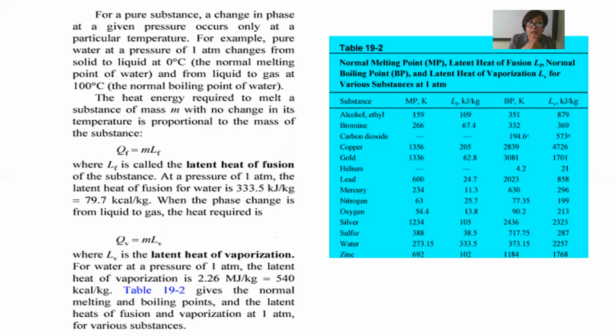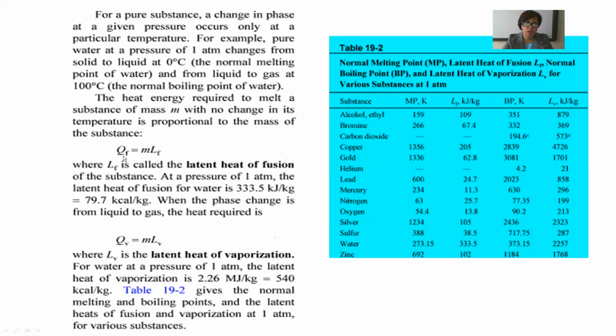And what is this latent heat of fusion? This is the formula. The heat energy required to melt a substance, for example ice melting to water, of mass m with no change in the temperature, is proportional to the mass of the substance.